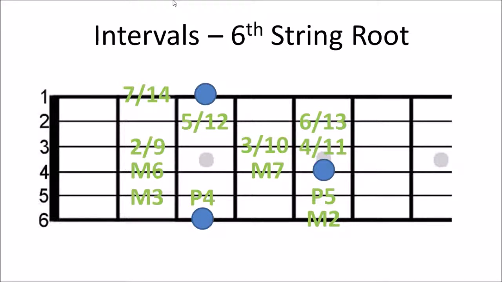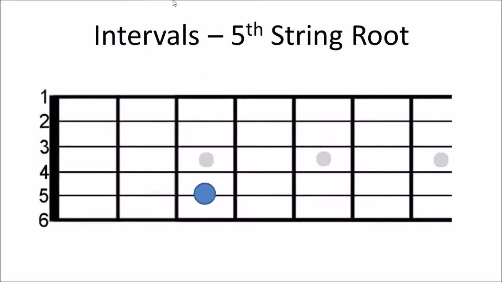And then of course on the 6th string root, you can even go into the 3rd octave above the root and play another 2nd, or 9th, or 16th, depending on what you want to call it. But it's usually just going to be called a 9th. This is a commonly used extension in many chords, so it's important to know.